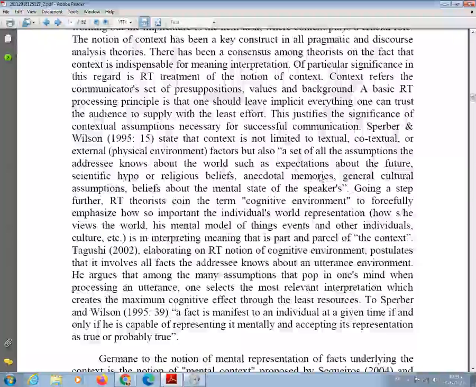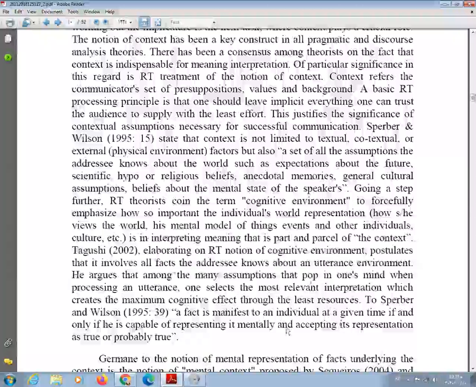So this is a very important definition and really new. We have a cognitive environment that allows us to understand. It has to do with everything we know about a particular topic to understand it. And then we have the RT notion of cognitive environment, which postulates that it involves all the facts the addressee knows about an utterance environment, and assumptions, and everything that is relevant and can help us understand a text.